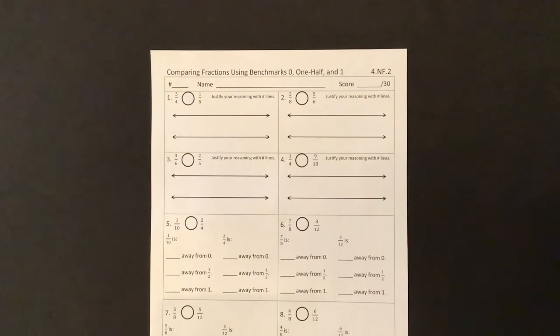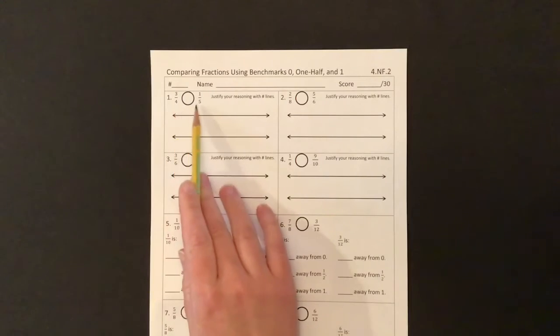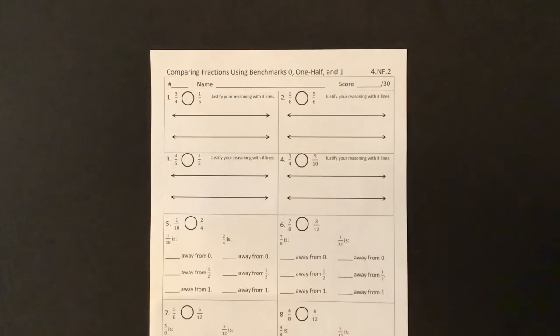In this video, we are comparing fractions using the benchmarks of 0, 1/2, and 1 whole. You can see that we have two different fraction amounts and we have number lines. We can go ahead and draw the number lines and show where the fractions would be. And then we're really going to look and see how they compare to the benchmarks.